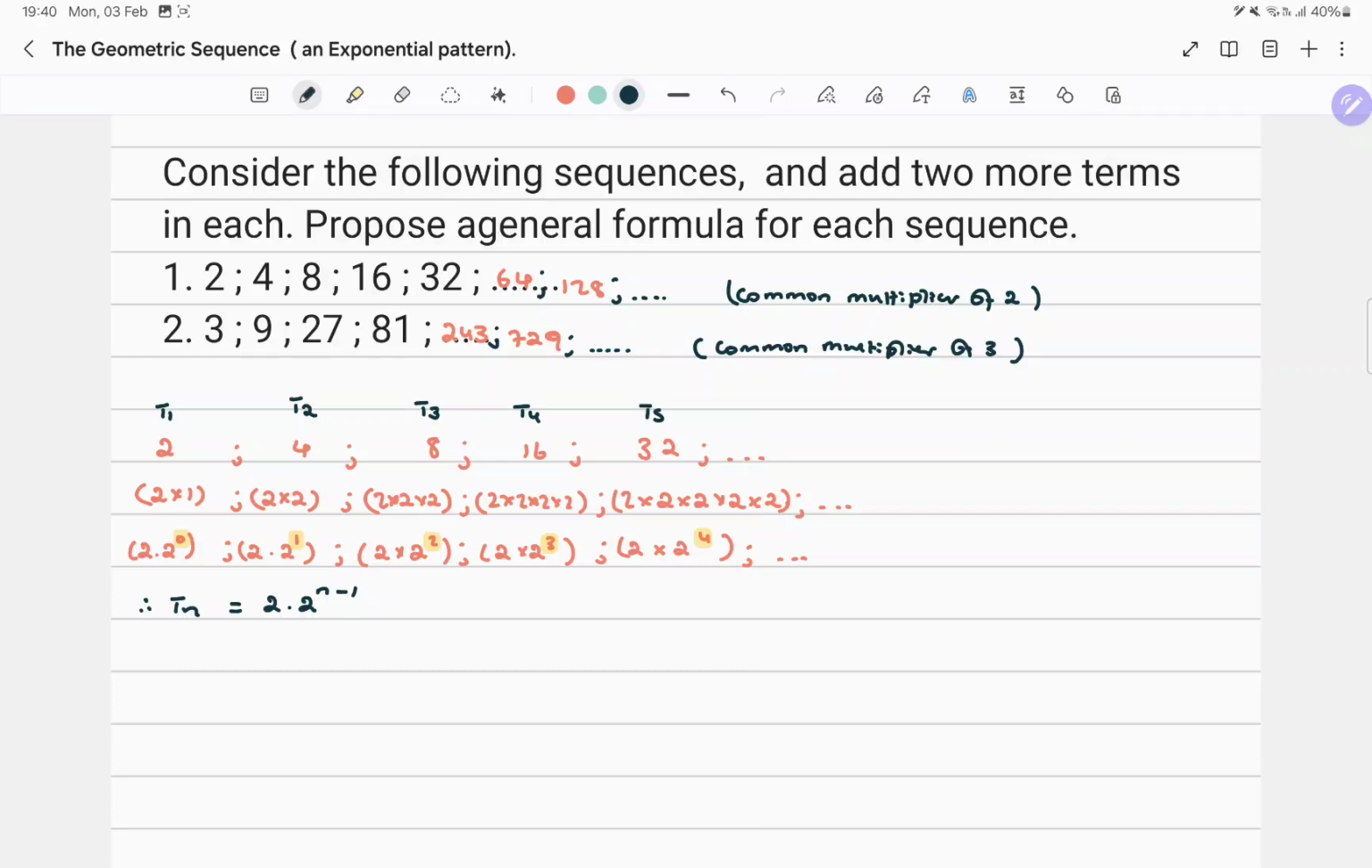It should be 1 less than that term's position in the same order. Okay, so this is what we can see, guys, by inspection. Then of course we know that n here is an element of natural numbers. We need to not forget this.